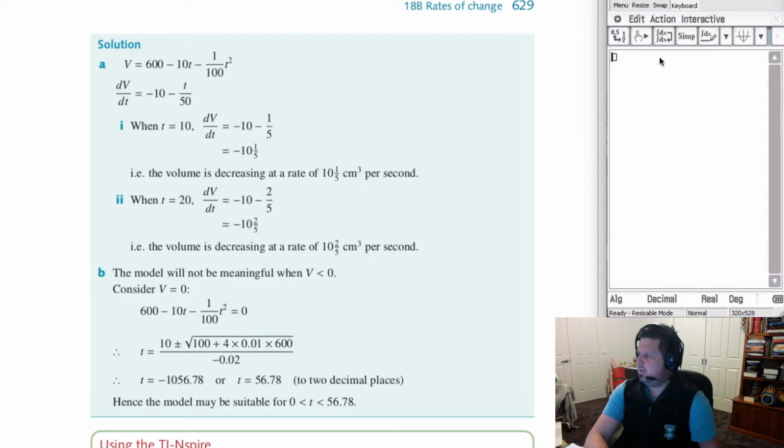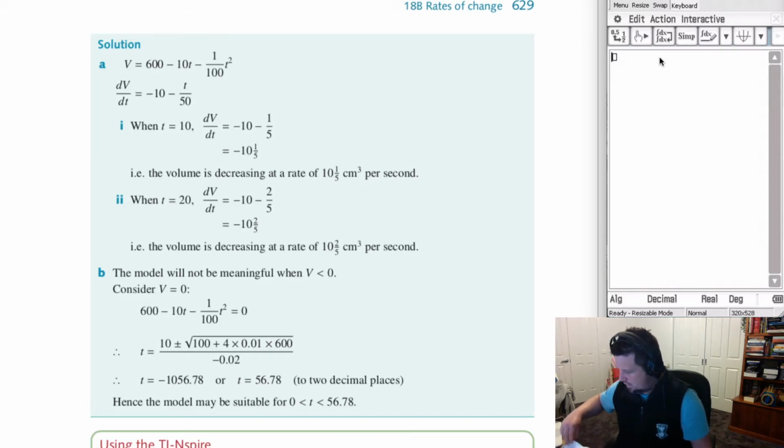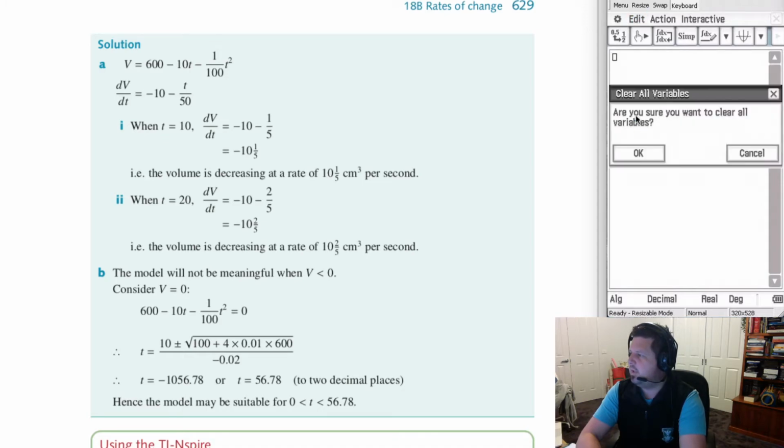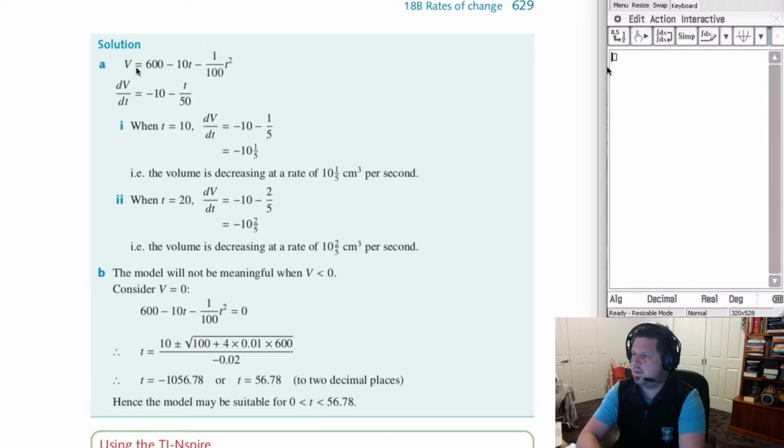So you can go to the main section here. What I would do then is define that particular function. So if we type this in here, make sure all variables are cleared. Clear everything so there's no dramas. So let's type in this equation. V is equal to 600, take away 10t, take away 1/100th in brackets, so 1 divided by 100, t to the power of 2, so up hat 2.